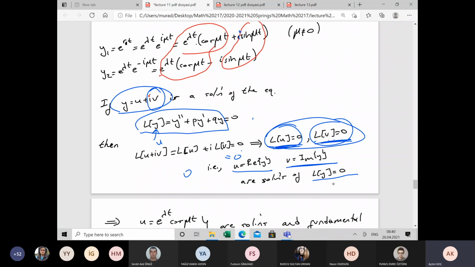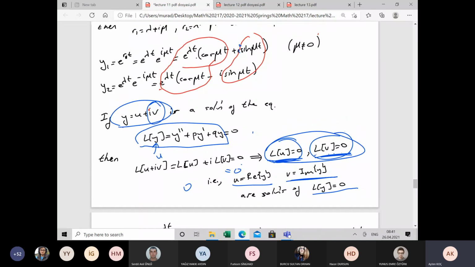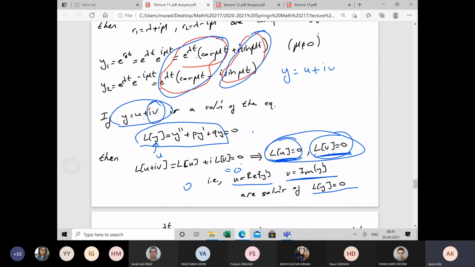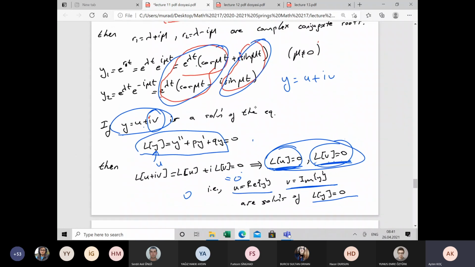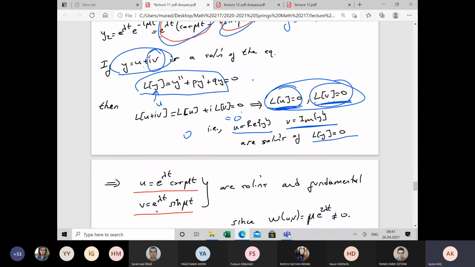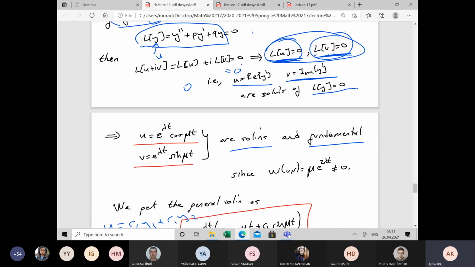Our differential equation. So we write y is u plus iv, and here u is e to the lambda t cosine mu t, v is e to the lambda t sine mu t. They are solutions and fundamental. What is the reason? Write the Wronski determinant and compute it; the homework is 1.